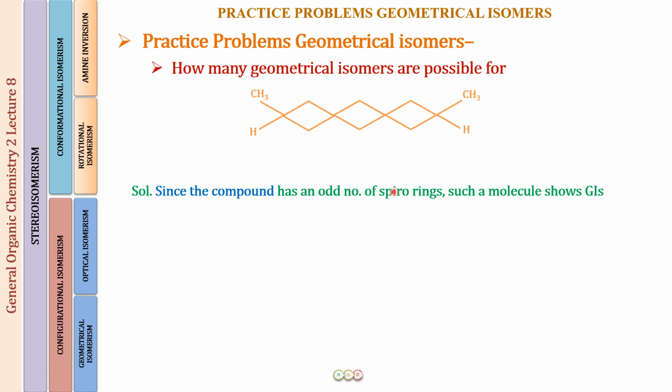So it has an odd number of spiro rings. The molecule will be showing geometrical isomerism, and it will be behaving as one stereo center. So it is going to be 2 to the power 1. So it will be having two geometrical isomers. One is going to be a cis, where we have the two CH3 on the same side, and the other is going to be a trans, when the CH3s are on opposite sides.